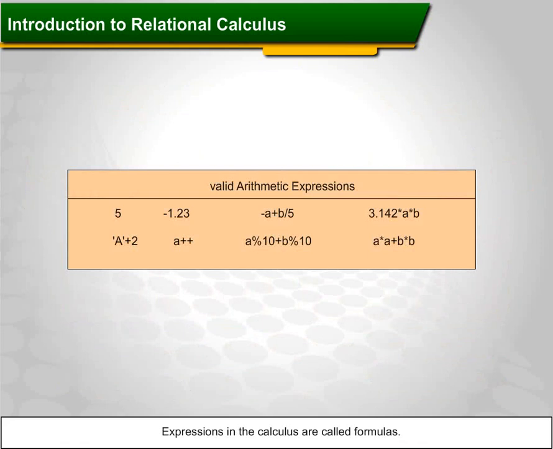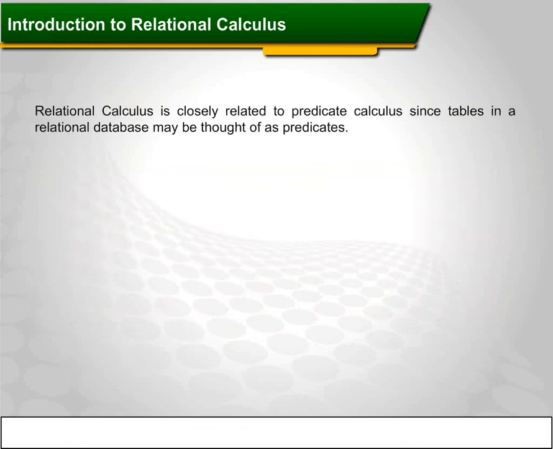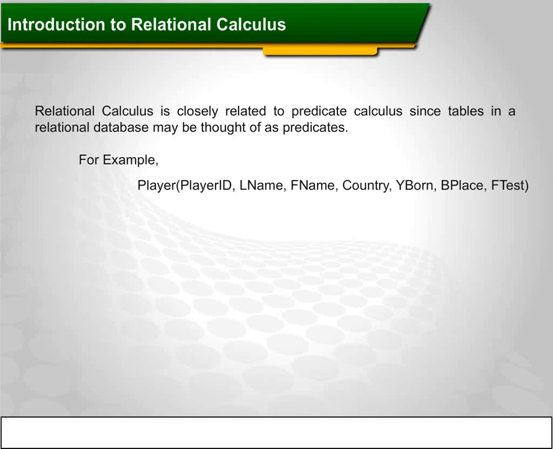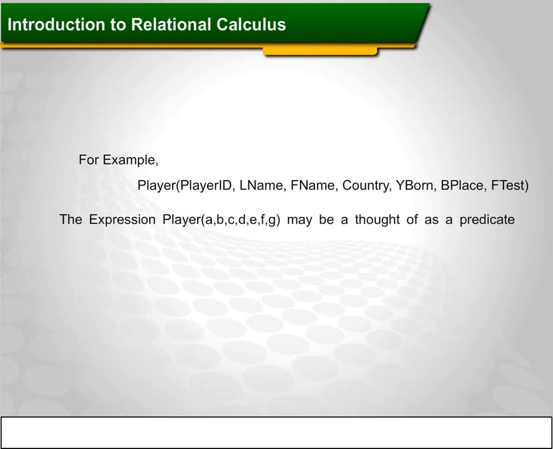Expressions in the calculus are called formulas. Relational calculus is closely related to predicate calculus since tables in a relational database may be thought of as predicates. For example, player (player ID, L name, F name, country, Y born, B place, F test). The expression player(A, B, C, D, E, F, G) may be thought of as a predicate, which is true if a row with A, B, C, D, E, F, G exists in the table player.